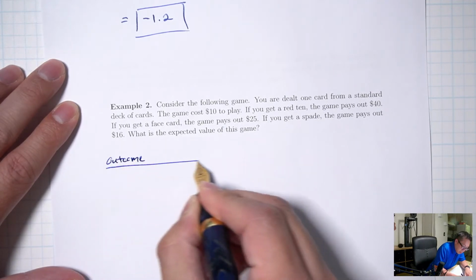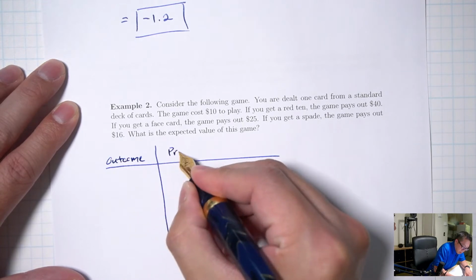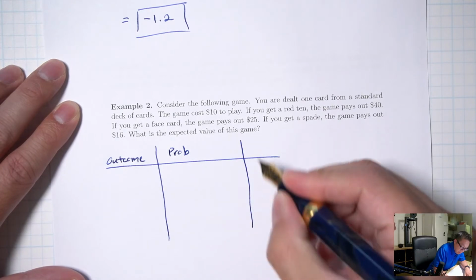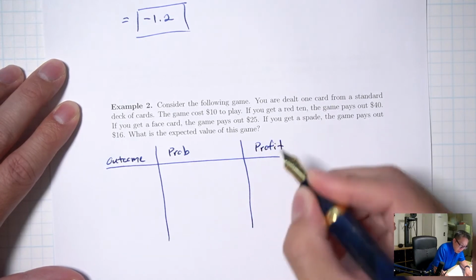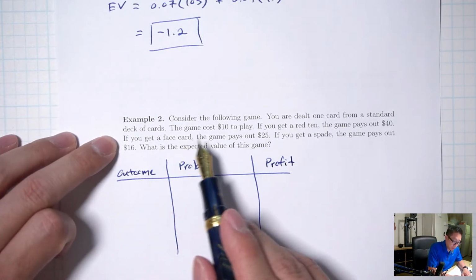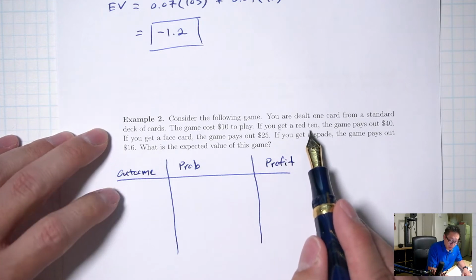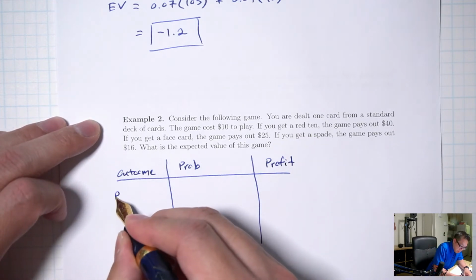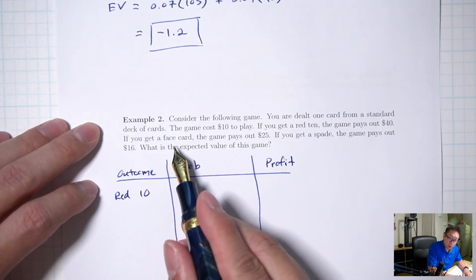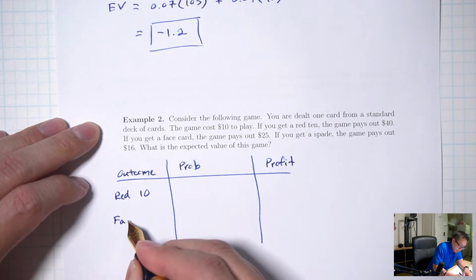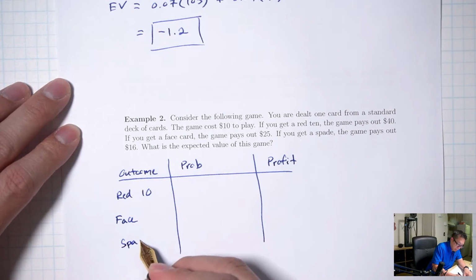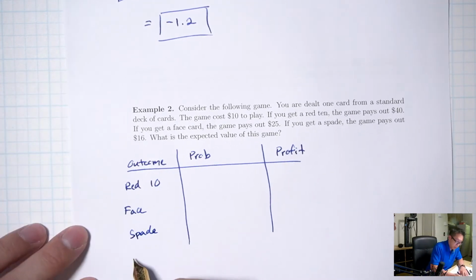Outcome, probability, and then profit. So what are all the ways that we can win in this game? You can win if you get a red 10. What else? You get a face card, you win. If you get a spade, you also win. And then otherwise you lose. So there's a lose.